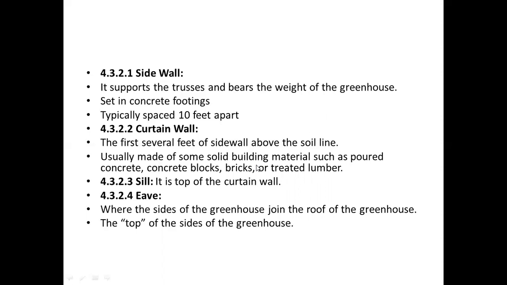Okay, then sill, it is the top of the curtain wall in general building or in the civil field. Sill is the bottom of the window level, so sill level is called the bottom point of the window level. So here, it is the top of the curtain wall. Okay, eave, where the sides of the greenhouse join the roof of the greenhouse, the top of the sides of the greenhouse. As I have shown you, the eave point or the eave line is at the inclined bottom of the principal rafter.